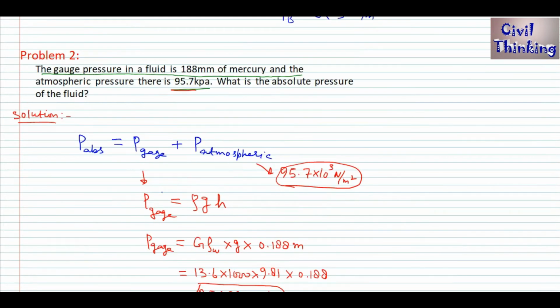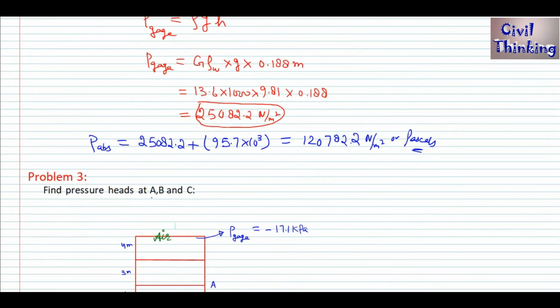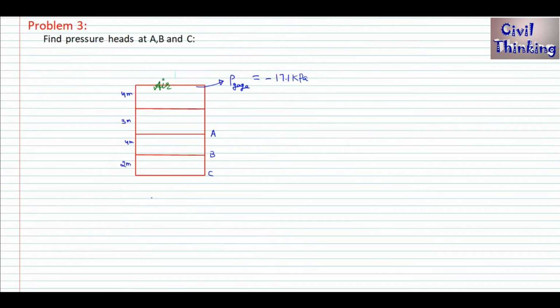Here we go, we find the absolute pressure for this problem too. Now let's move on. Problem number 3. Now what's asked? Find pressure heads at A, B and C. Okay, we have these A, B and C points. We have to find the pressure heads, but we don't know what these fluids are.